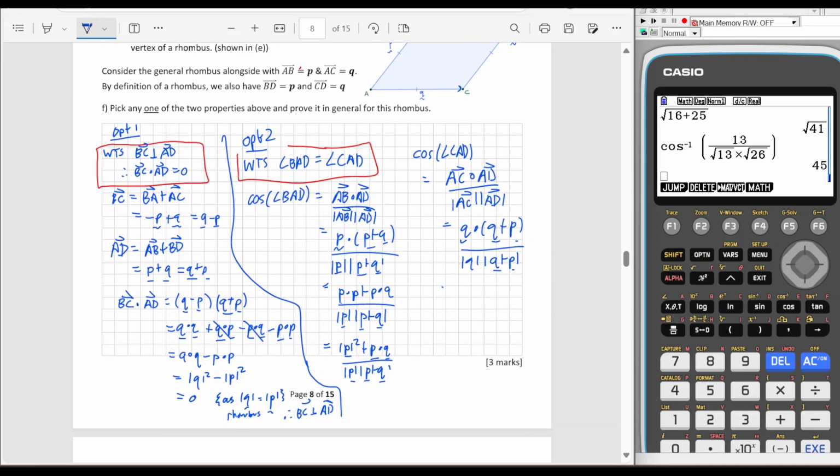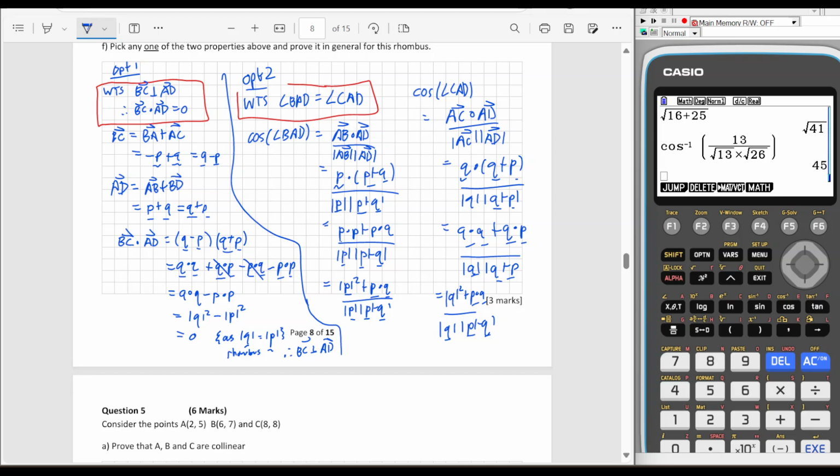Okay, if we FOIL out the top, you get Q dot Q plus Q dot P over mod Q plus P. So that's mod q squared plus p dot q on the top. I'm just going to swap the order. And then that's mod q mod p plus q on the bottom. Okay, these are both equal as mod p equals mod q.